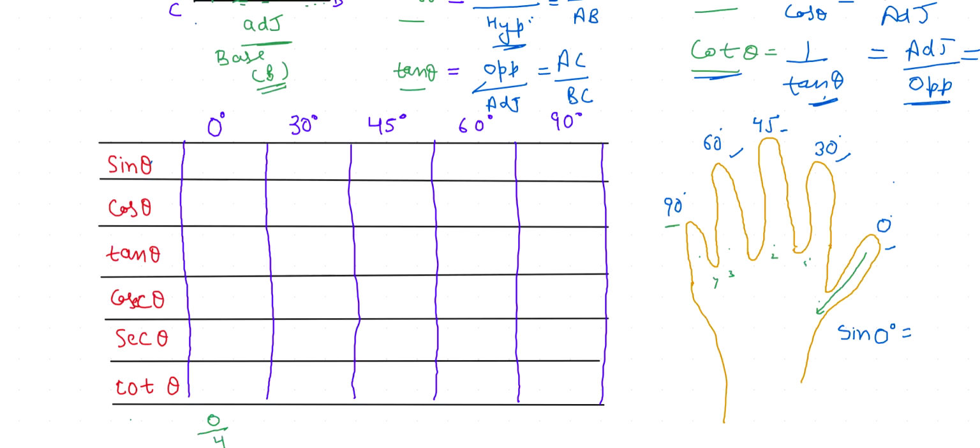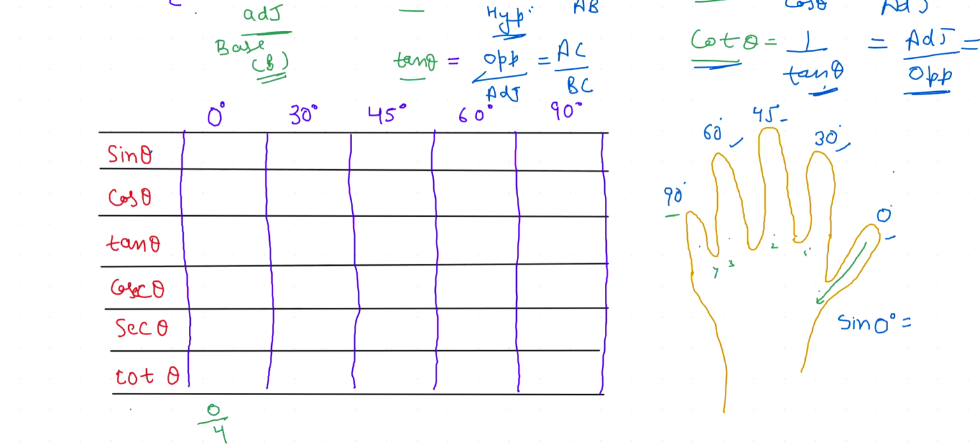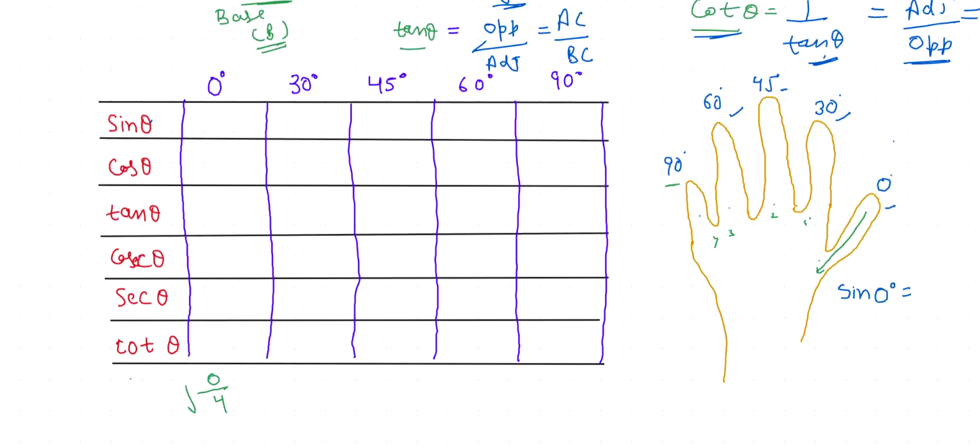Then take the square root of this, that is 0 by 4, square root of it. First of all, 0 divided by anything will be equal to 0. So the value of sine 0 is 0. Clear? Okay. The value of sine 30, this is your 30 degree.